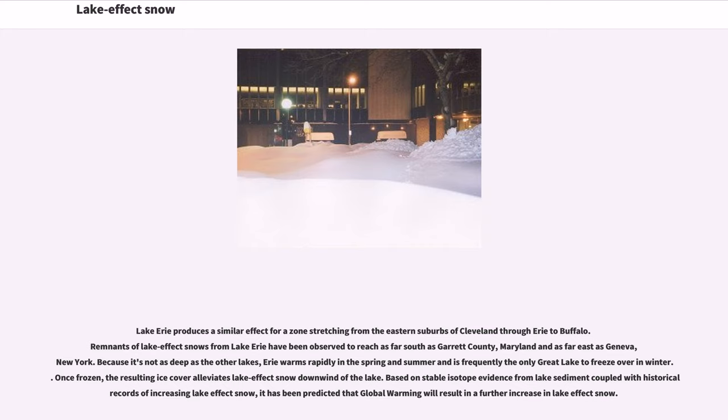Because it's not as deep as the other lakes, Erie warms rapidly in the spring and summer and is frequently the only Great Lake to freeze over in winter. Once frozen, the resulting ice cover alleviates lake effect snow downwind of the lake. Based on stable isotope evidence from lake sediment coupled with historical records of increasing lake effect snow, it has been predicted that global warming will result in a further increase in lake effect snow.